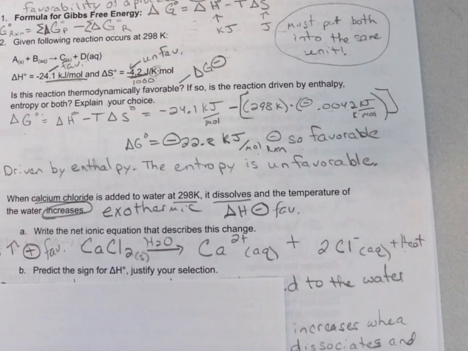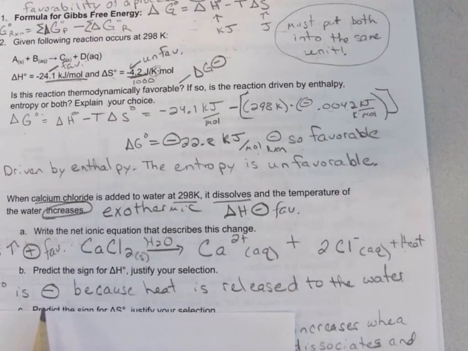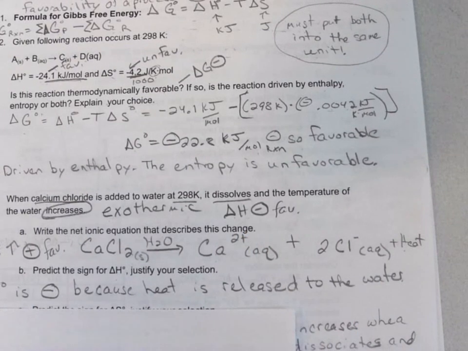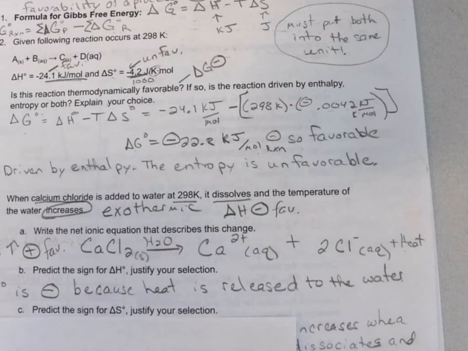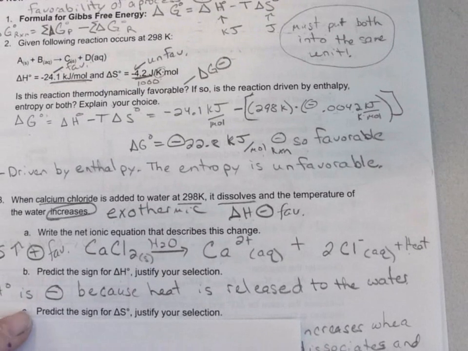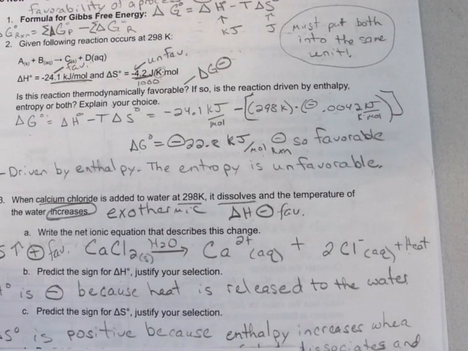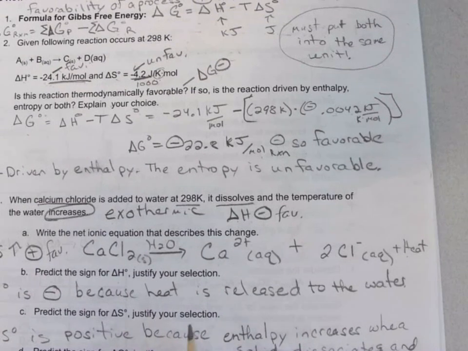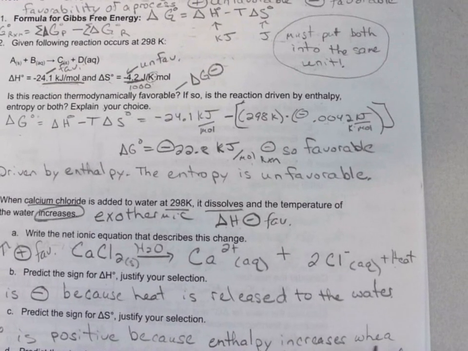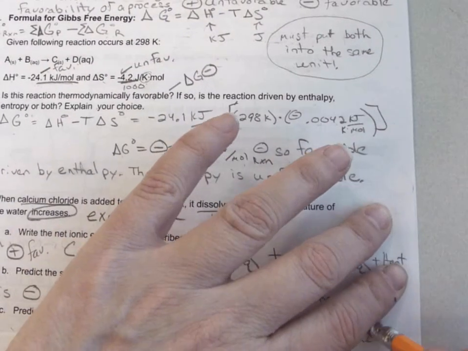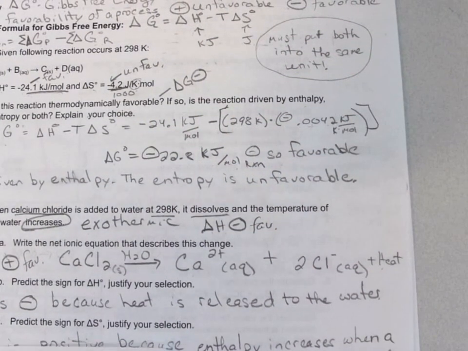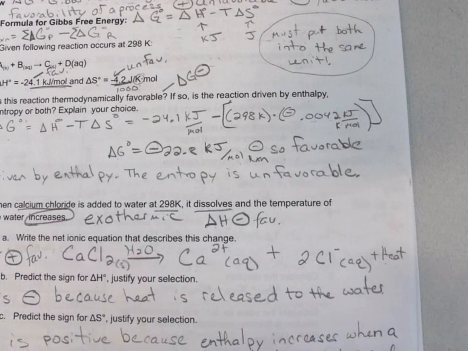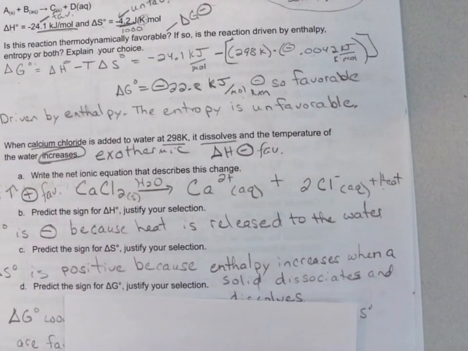Okay, predict the sign for delta H. We already did that. Delta H is negative because heat is released into the water. Okay, predict the sign for delta S. And we did that also. Delta S is positive. We know this because entropy increases when a solid dissociates and dissolves. Okay, let me scoot this up a little bit.